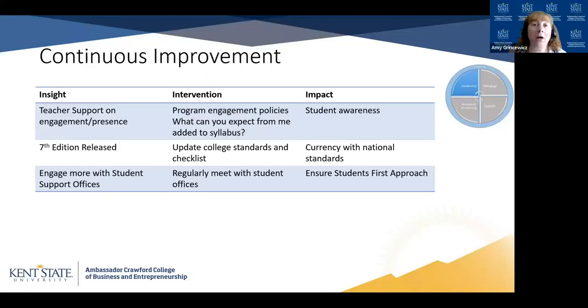We are working with the faculty committees on engagement policies, knowing how much faculty are engaged, and having policies per program on when students can expect feedback on their assignments and when the faculty will be responding to emails, and having that consistent throughout a program, because that's really helpful for the students.